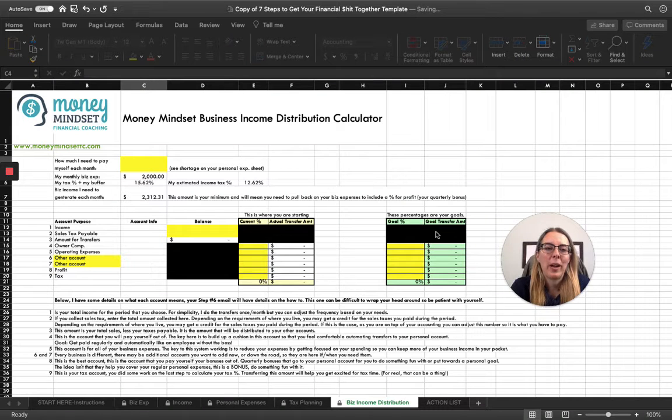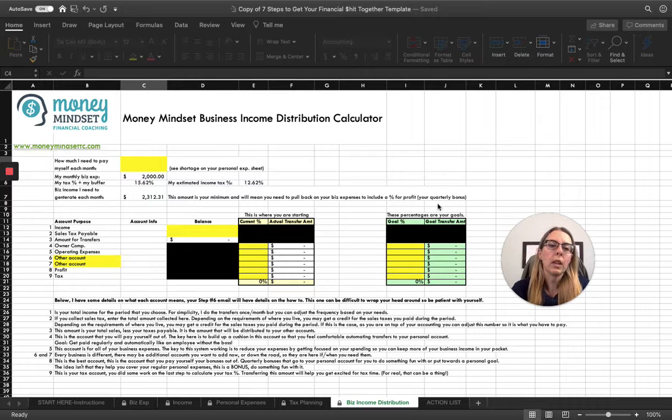Okay, welcome back. So, this tab, this business income distribution, is by far my favorite, but I completely understand that it is the most overwhelming. So, this is pulling some information from some other tabs. You need to go around and play around with some information to see what is going to work for you.